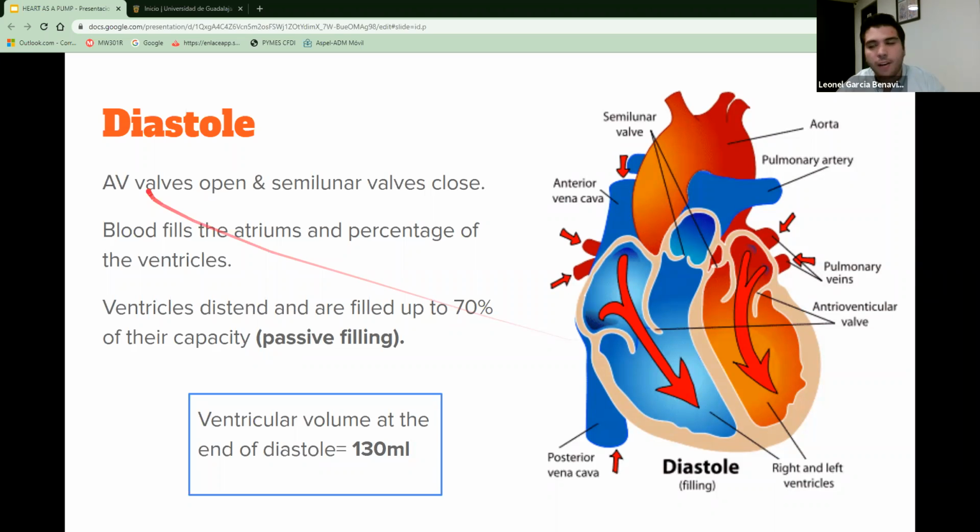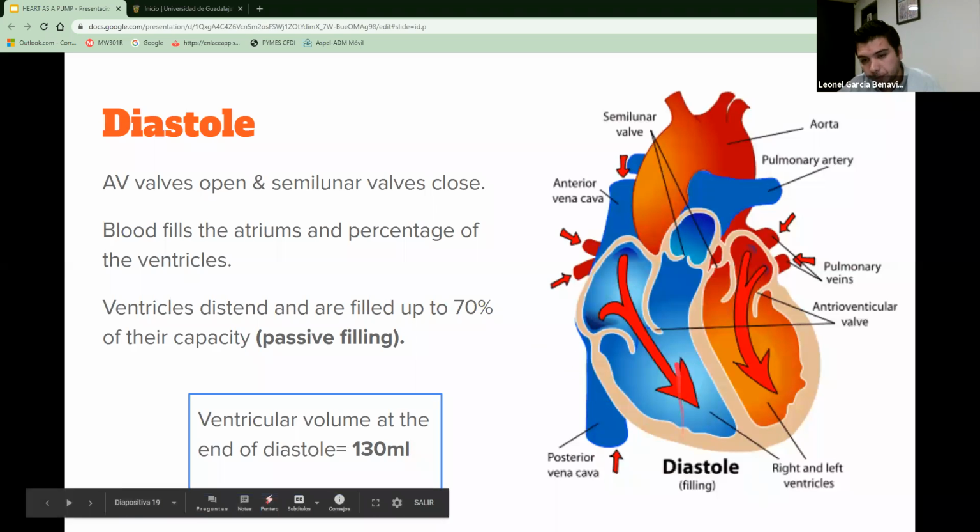Diastole is when the AV valves are going to be open, and the semilunar valves are going to be closed. Blood is going to go from the pulmonary veins to the left heart, and from the anterior vena cava and from the posterior vena cava, it's going to go to the right chambers of the heart. It's going to go without any mechanism. It's just going to flow, because that blood has a flow through the pressures we know. It has a flow, and it's going to start filling the heart.